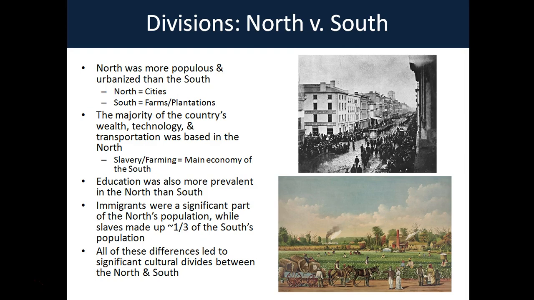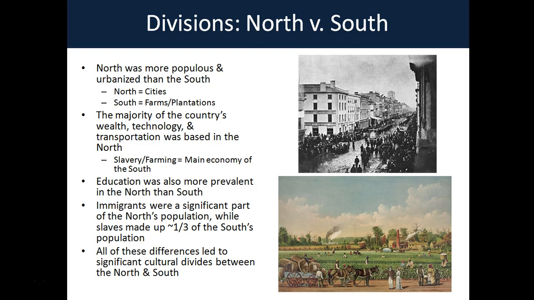Now, also, besides that, the majority of the country's wealth, as well as technology and the transportation base, particularly railroads, was based in the North, whereas the main economic function in the South, like I said, is farming and based on slavery. So it was completely different. I think the economics we're looking at is like 85% to the North, 15% to the South, even though slavery was very fulfilling and rich for some.